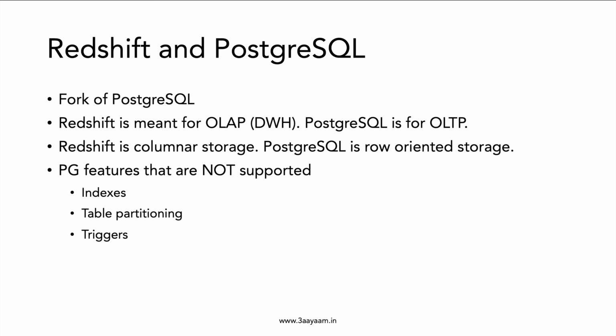Triggers are not supported in Redshift. There are no triggers in Redshift. There is no full text search in Redshift, but Postgres has full text search using inverted indexes. There are some data types and functions in Postgres which are not supported in Redshift. So this is the high level overview of Redshift versus Postgres.